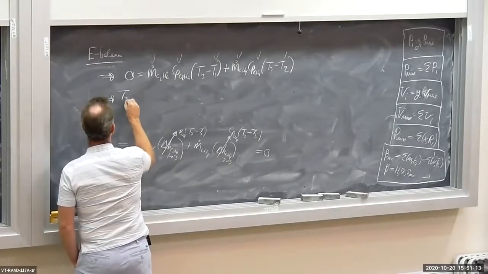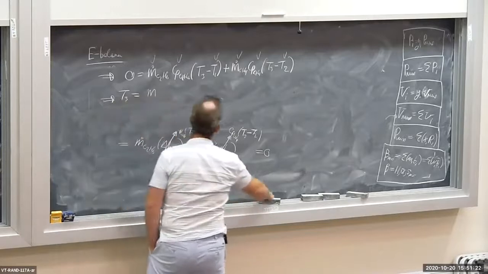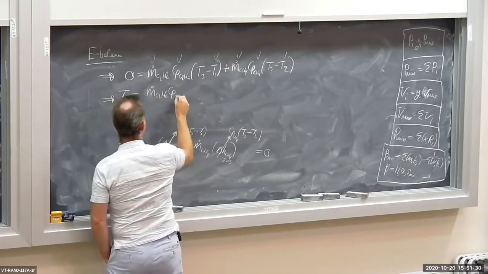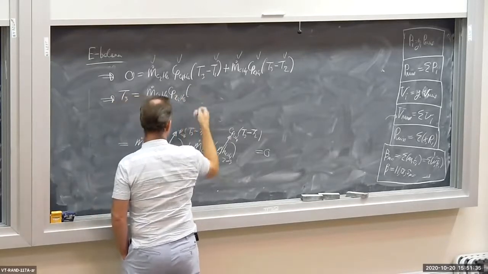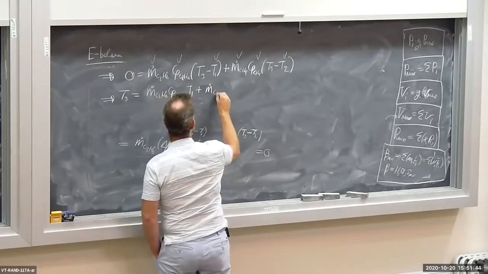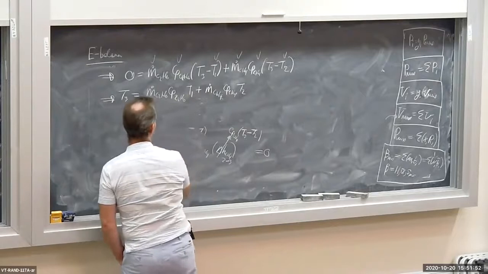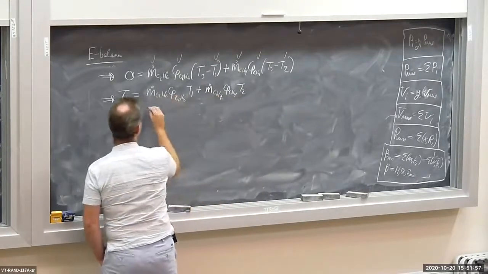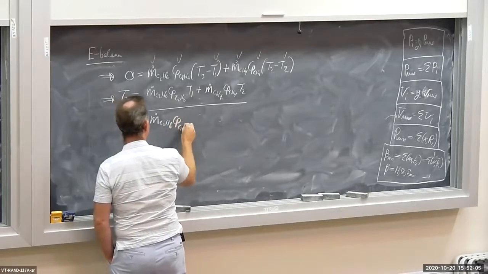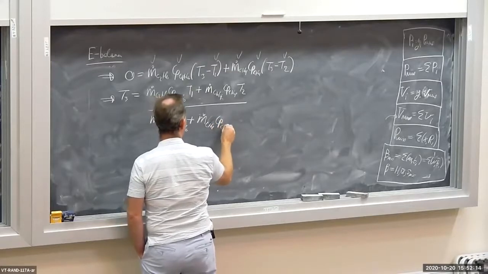So T3 is equal to m dot C2H6 Cp C2H6 times T1 plus m dot CH4 Cp CH4 times T2, and all of that is divided by m dot C2H6 Cp C2H6 plus m dot CH4 Cp CH4.